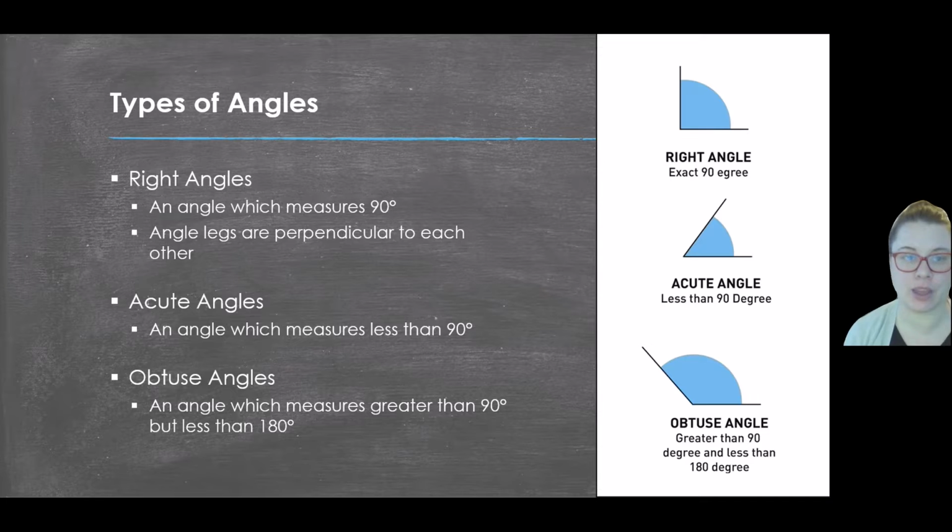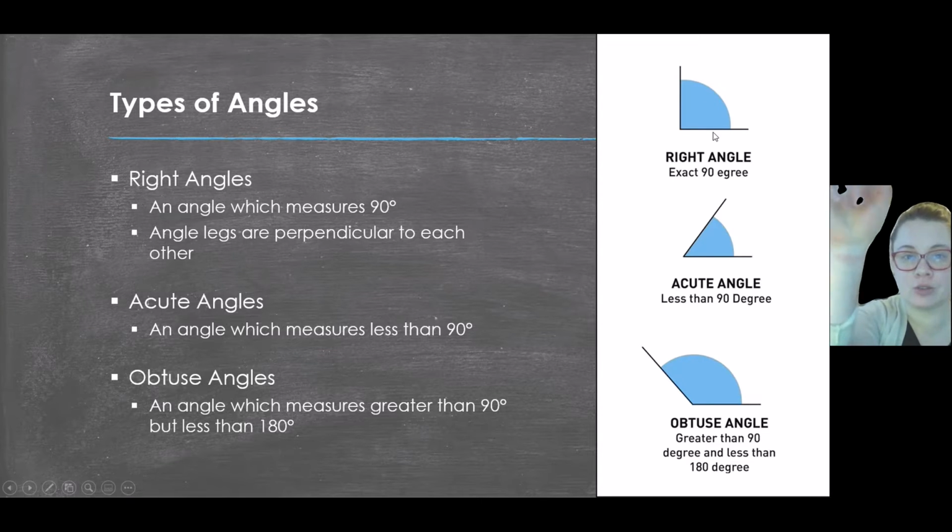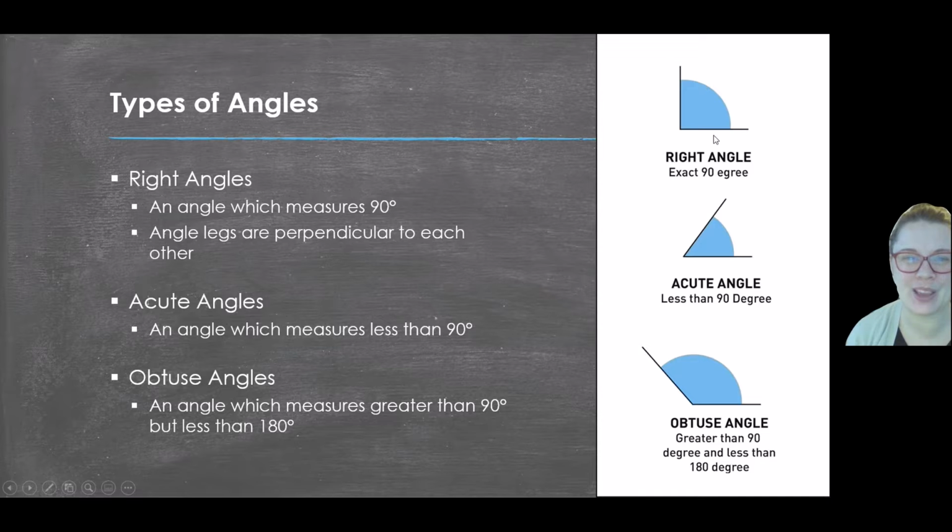So what are the types of angles? First of all, we have right angles, and a right angle is an angle which measures 90 degrees. It looks like the angle that you'll see right up here in the corner. Okay, so that's our right angle. It's exactly 90 degrees. The legs of the angle, leg 1 and leg 2, are perpendicular to each other.